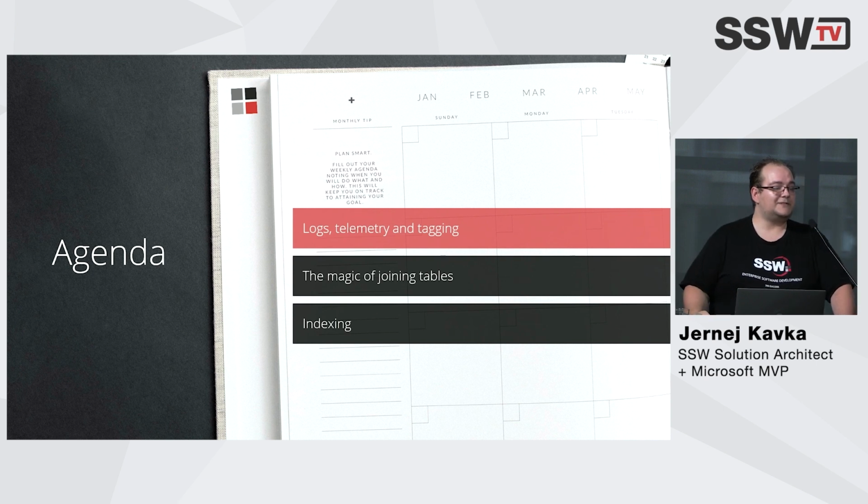Then we're going to move to the magic of joining tables. I'm going to show you a little bit how SQL Server represents data and how it merges different tables. And then I'm going to show you how EF Core does that.